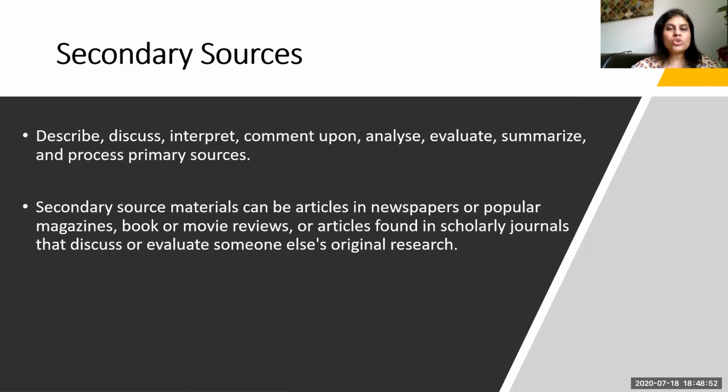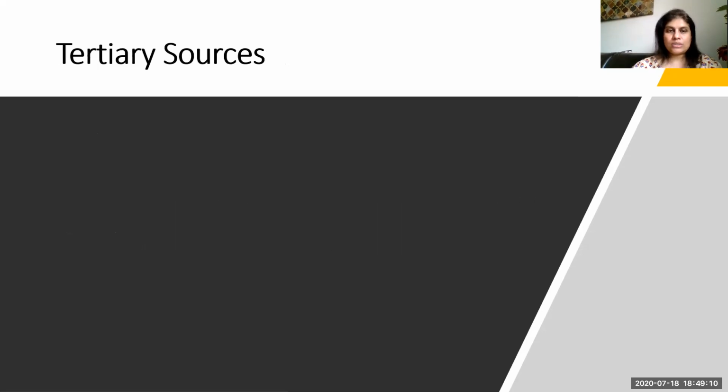The examples could be articles in newspapers or popular magazines, book and movie reviews, or articles found in scholarly journals which discuss or evaluate someone else's original articles. So literature reviews, systematic reviews, meta-synthesis, meta-analysis, all are examples of secondary sources.